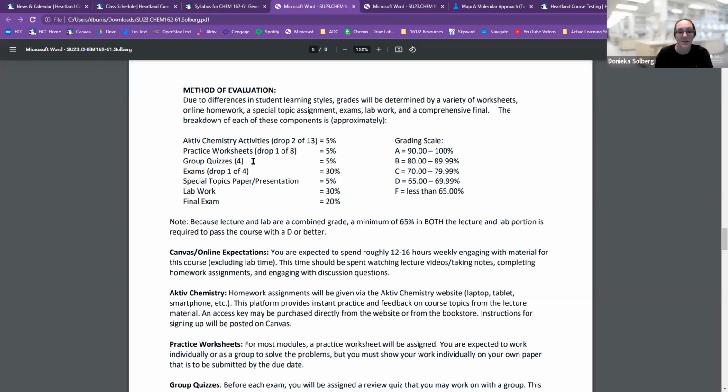There are 4 group quizzes, which is really like a review before the exam. You can work as a group and you can turn them in as a group. So those points you should get. You get to drop 1 of the 4 exams, just like we did in Chem 161, and that's 30% of your grade. There's a special topics paper and presentation that you have to give at the end of the semester. That's 5%. Lab work is 30% this semester, and final exam is worth 20%. Okay? You usually have to take the final. If you don't take it, then you get 0 of those 20% of your grade.